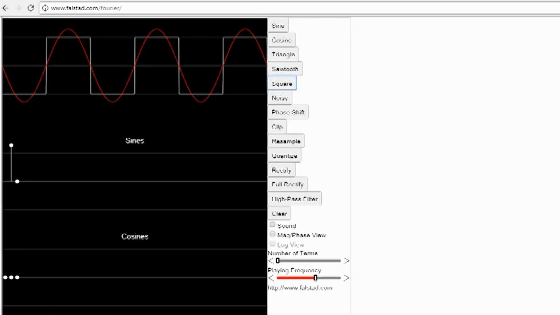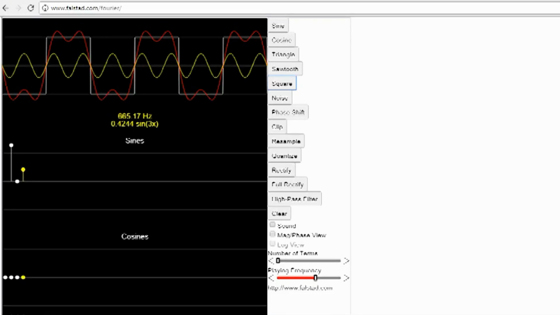For k equal to 2, we already found that all the even sine coefficients came out to be 0. So for k equal to 2, b2 is 0. I increase the number of terms to 3. What is shown right now on the screen in yellow is the third harmonic of omega naught, shown here as sin 3x. Okay, and the amplitude came out to be 0.4244. That means B3 came out to be 0.4244.